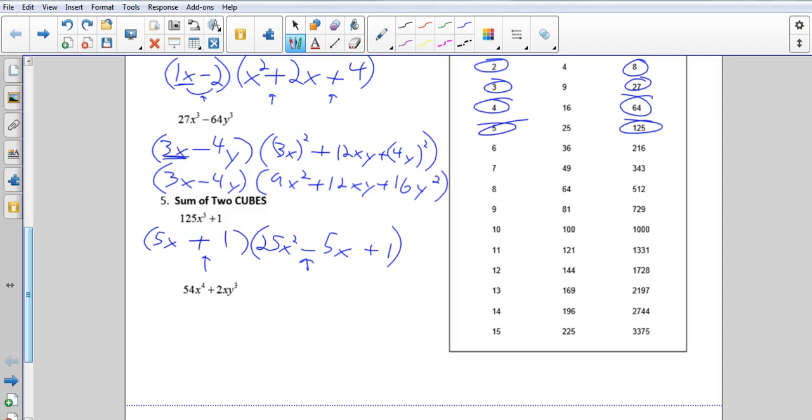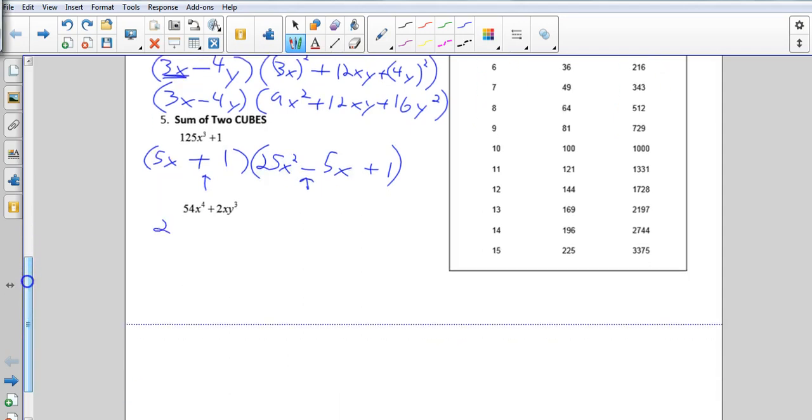Okay, 54 is not on our list. Neither is 2. Not on our list. What do 2 and 54 have in common? They're both multiples of 2. So we have a common factor there of 2. Also, we need to look at our x's. We have x's in both terms. So we take the smallest exponent, and that's what we're going to do to reduce.